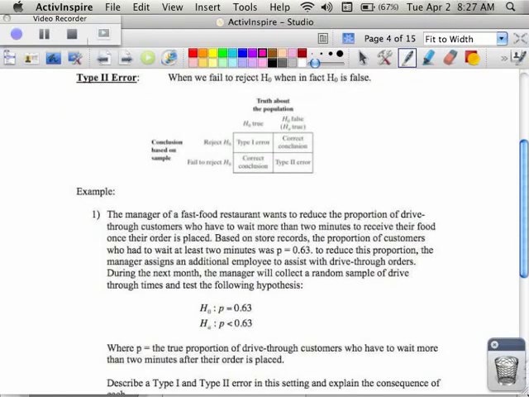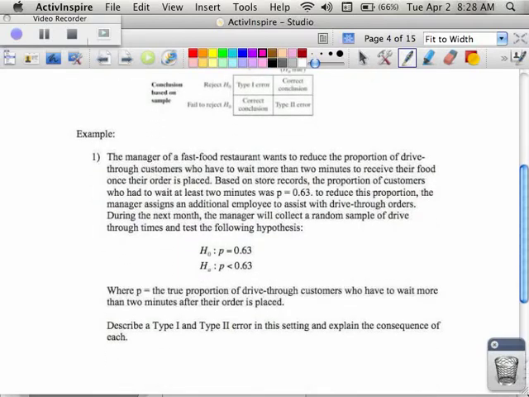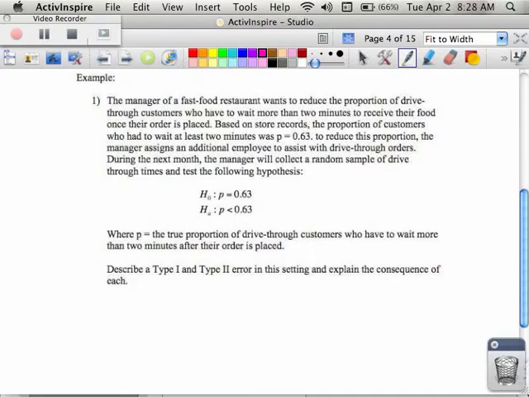Okay, so the chart down below talks about a visual way to see what a type 1 error is and what a type 2 error is. So now we're going to put it in the context of a problem and talk about in context, because stats is really into the context of stuff because it's drawing conclusions about information that you have. So in our example here, we have a manager of a fast food restaurant, and they want to reduce the proportion of drive-through customers who have to wait more than 2 minutes because it's fast food. And so based on the store records, the proportion of customers who had to wait at least, which means more than or equal to, 2 minutes was 0.63. That's more than half.